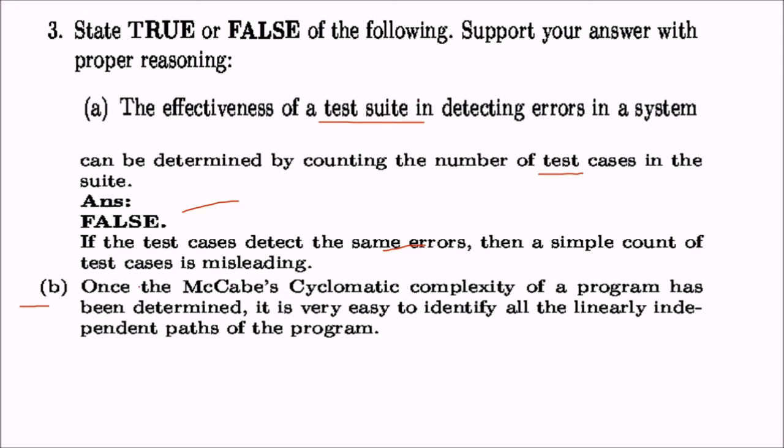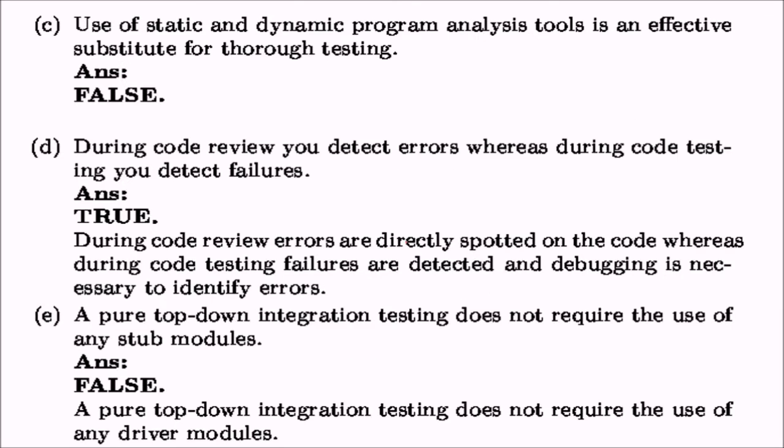B: Once the McCabe cyclomatic complexity of a program has been determined, it is very easy to identify all the linearly independent paths of the program. This is false. You know why? Just by computing the cyclomatic complexity of a program, it would not be very easy to identify all the linearly independent paths of the program. There may be other possibilities also.